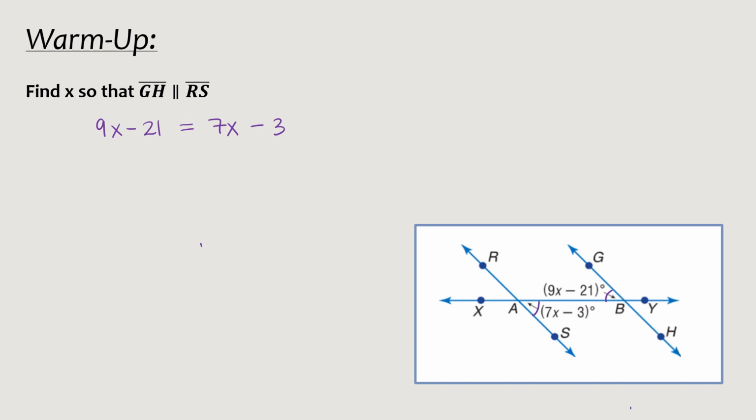And from here, we'll simply solve this equation for x. So I will go ahead and move some things around so that we get 2x equals 18, and x equals 9 will be our answer.